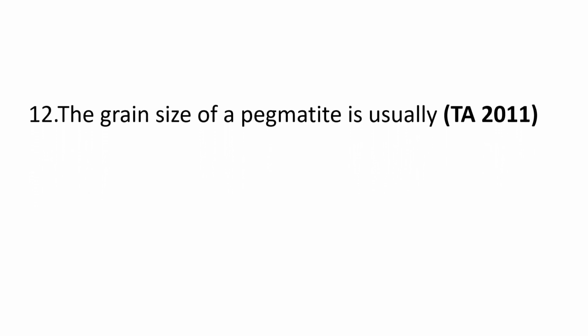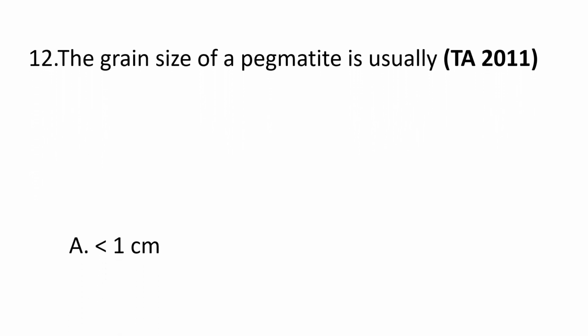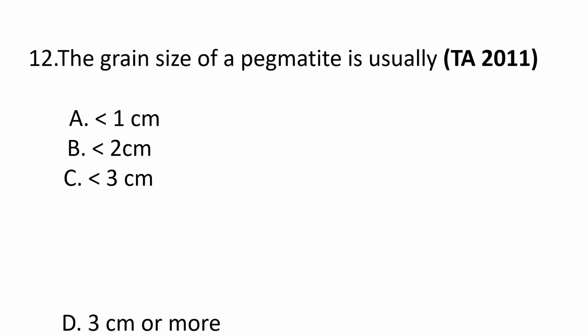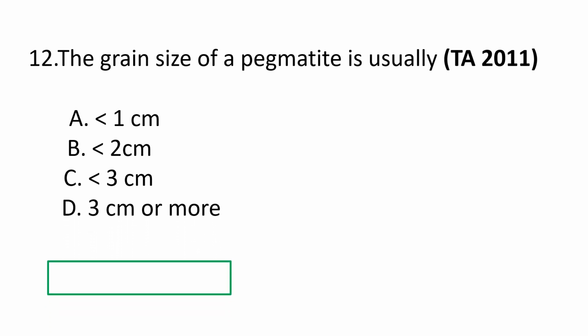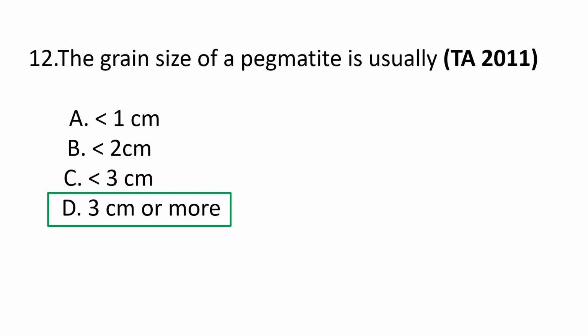So, next question. The grain size of a pegmatite is usually. A. Greater than 1 cm, B. Greater than 2 cm, C. Greater than 3 cm, and D. 3 cm or more. The correct answer is D, 3 cm or more.